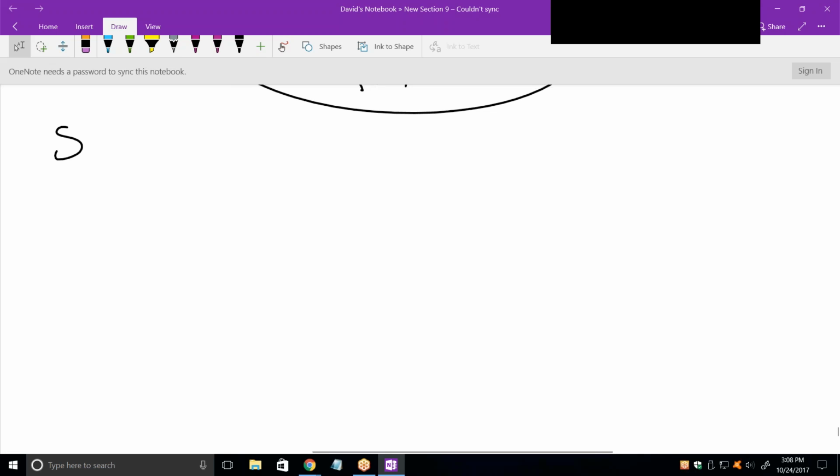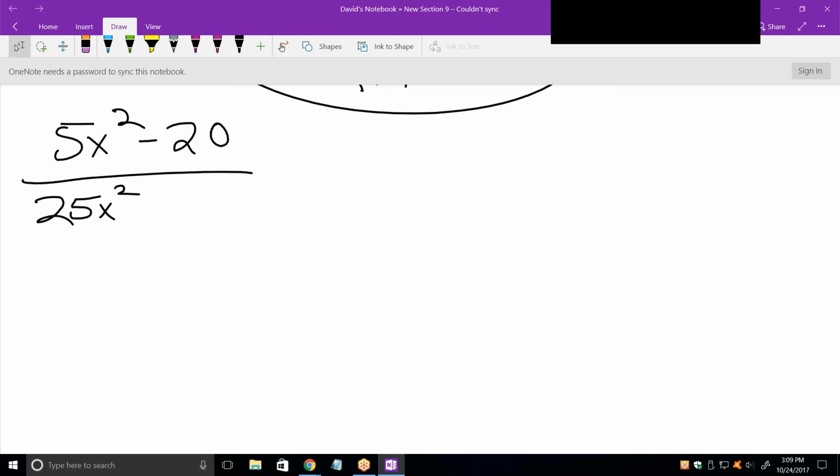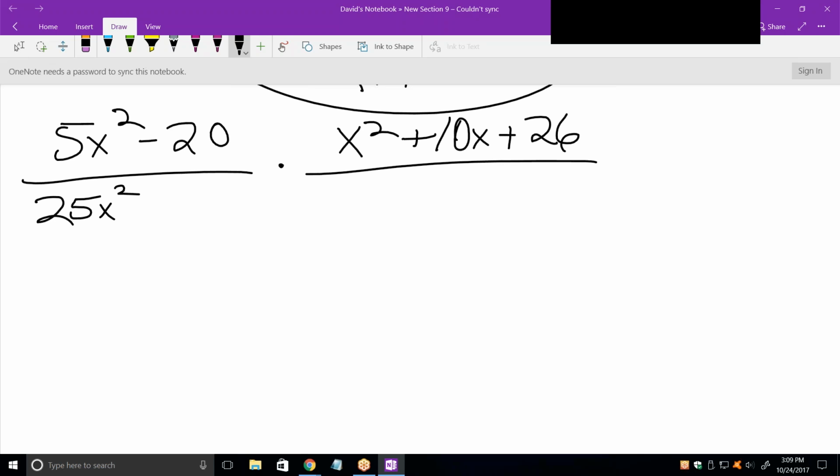So 5x squared minus 20 over 25x squared, and then multiplied by x squared plus 10x plus 24, and then over x squared plus 6x plus 8. All right. Again, a factoring problem. Factor the top left.